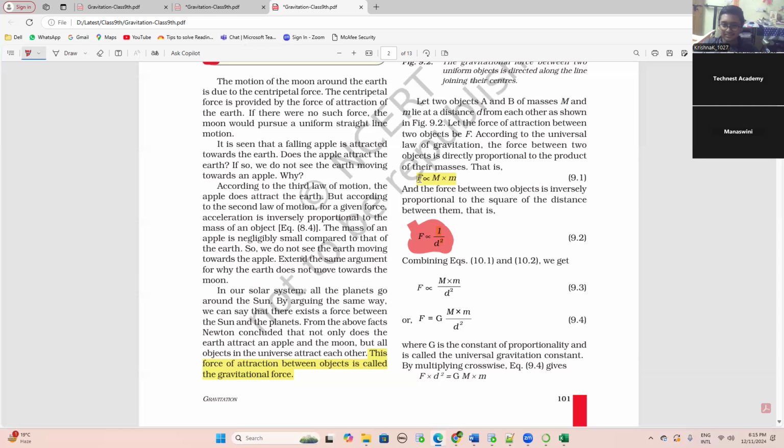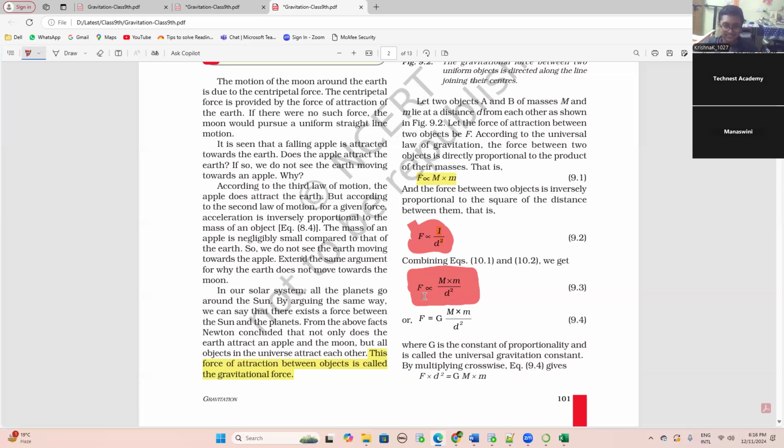See, equation one is force is directly proportional to the product of the masses, correct? And here force is inversely proportional to the square of the distance. This is equation two. Now, if you join equation one and equation two, you will get this equation. So here you can see force is directly proportional to the product of the masses, inversely proportional to d square. We have joined the first equation 9.1 and the second equation 9.2. So finally we have this equation. Is this clear? Yes, sir.